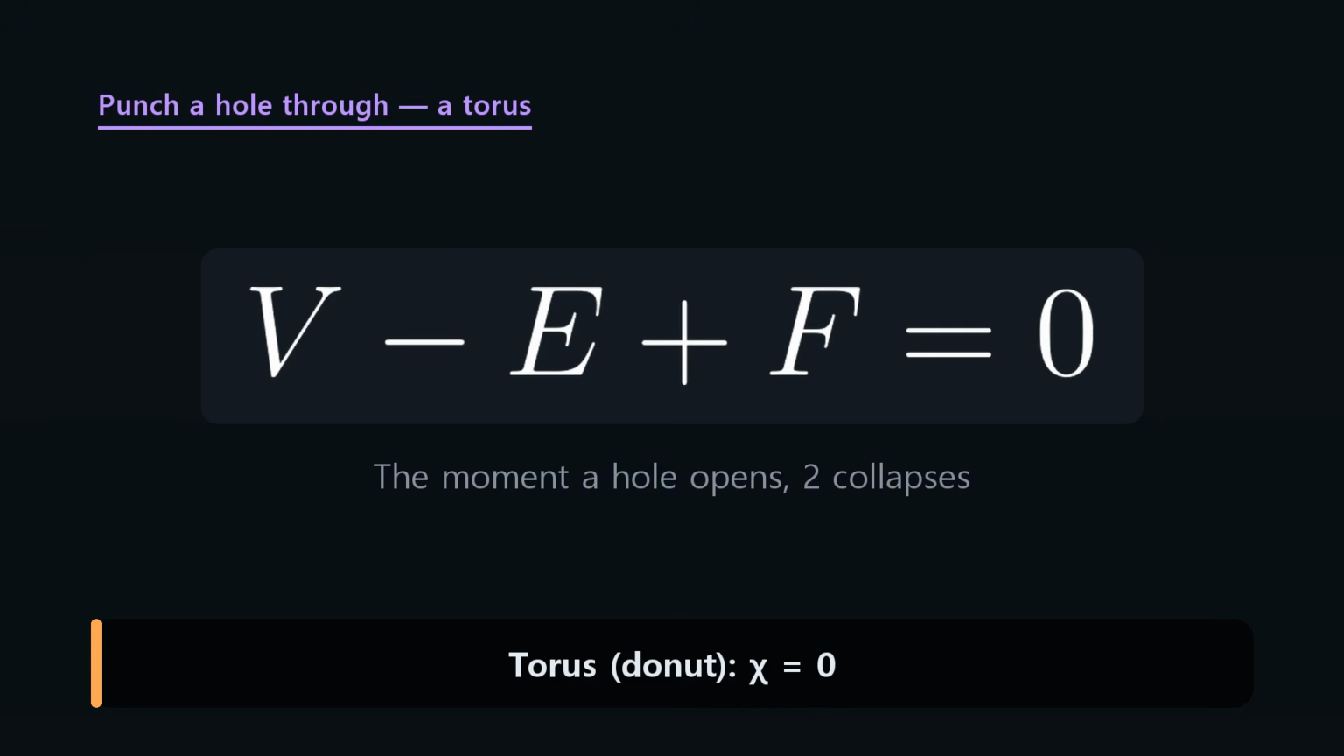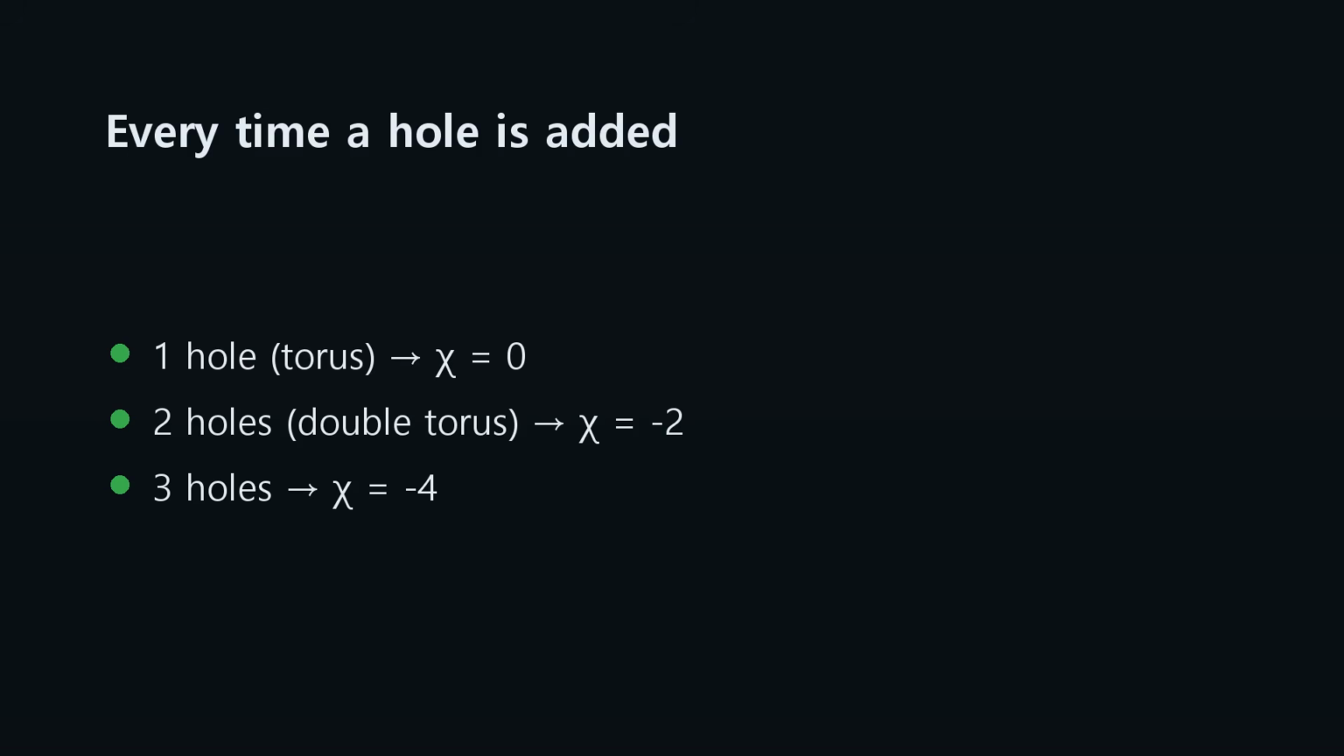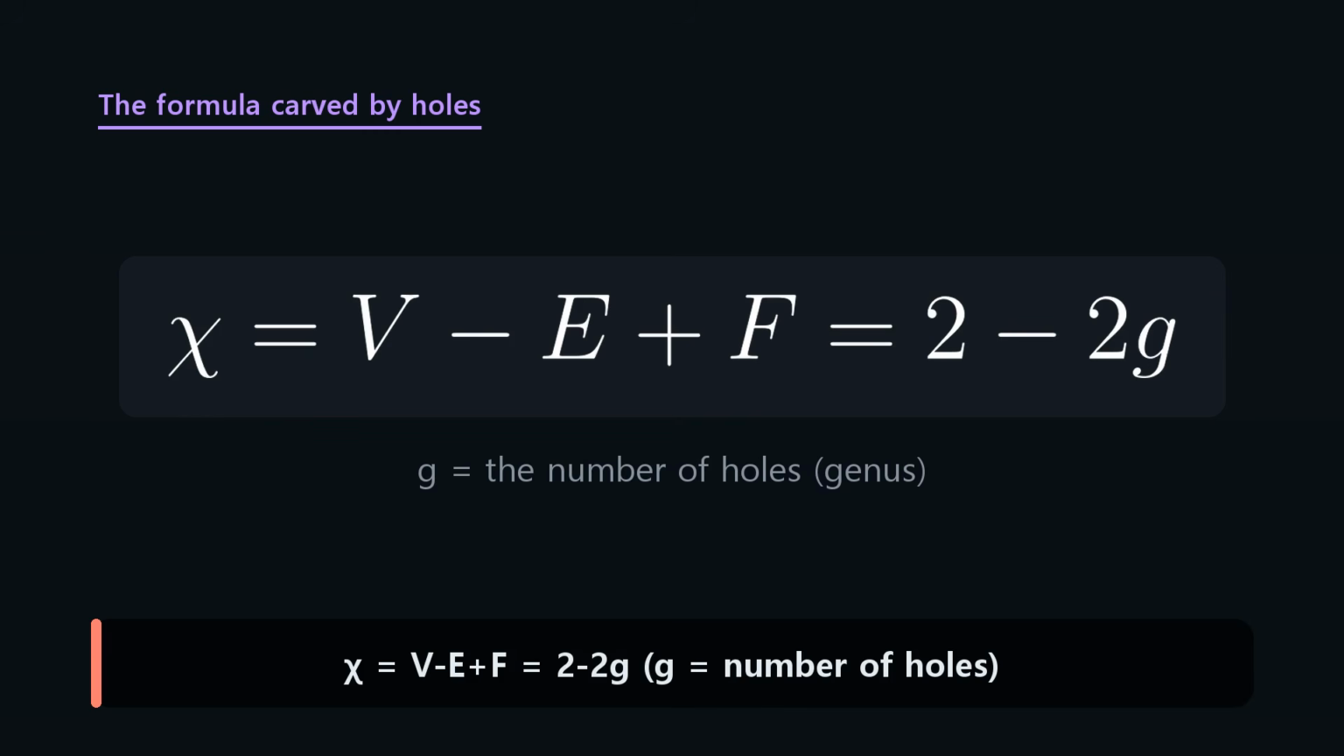And if you punch a hole clean through the middle of the clay to make a donut, astonishingly the value drops straight to 0. An eyeglass frame with 2 holes gives -2. 3 holes give -4. You can already see the rule, can't you? If there are g holes, chi is 2 minus 2 times g. That's the exact relation linking the number of holes to chi.